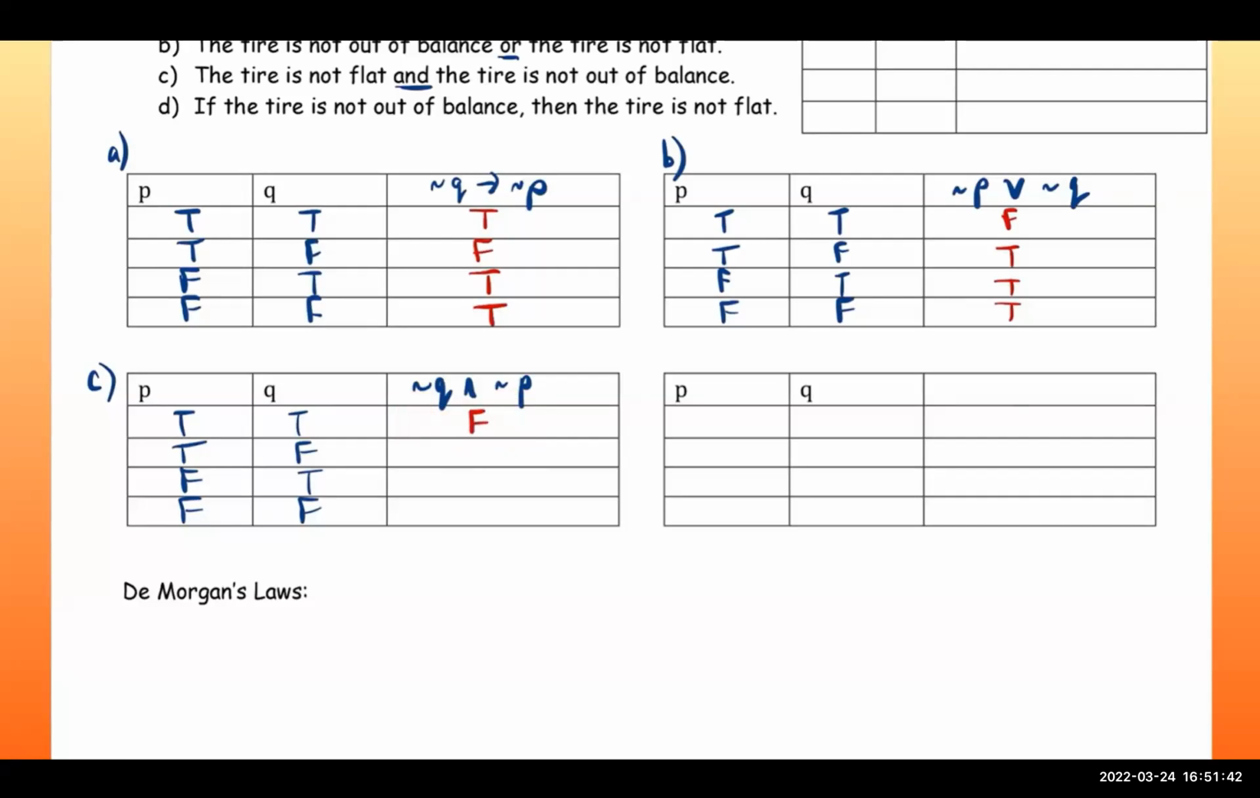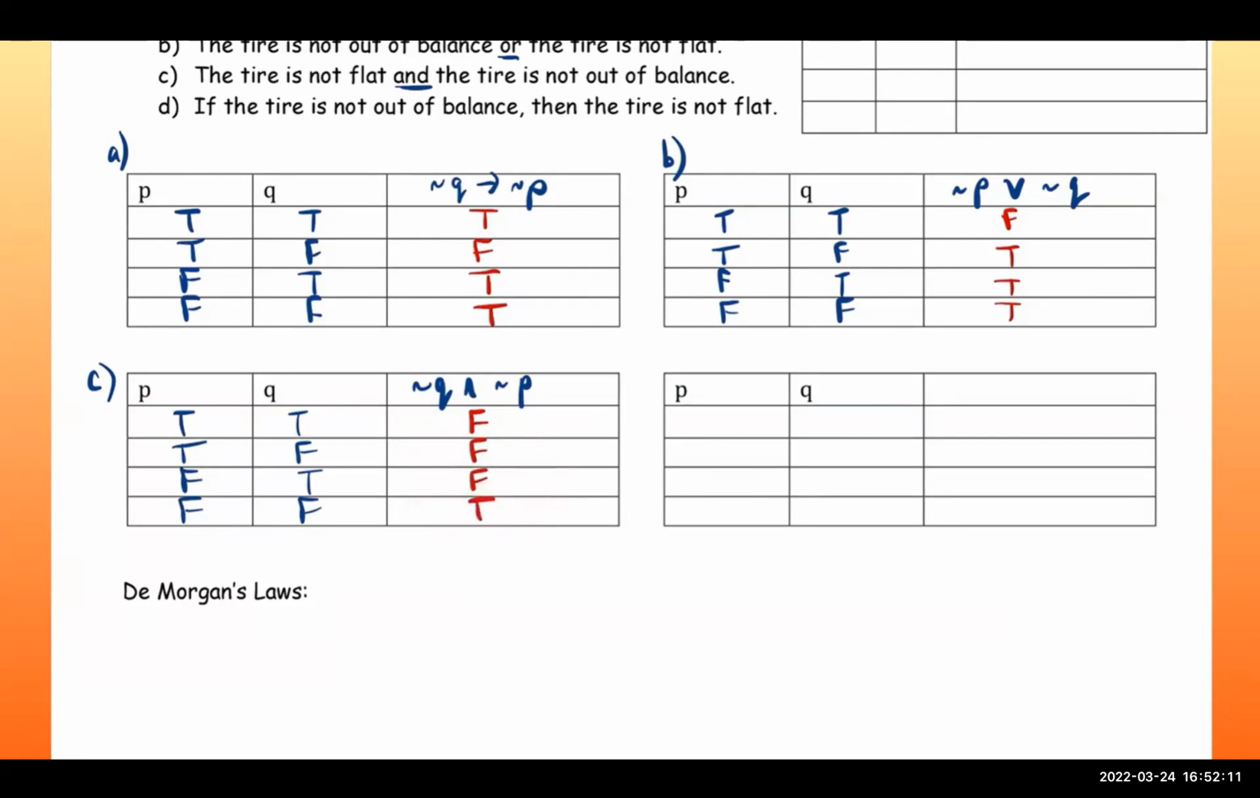All right, the next one would be true and false. They both have to be true in order for the conjunction to be true, so this would be false as well. The next one says not Q, which is false, and not P, which is true. Same thing, false. And then the last one would be not Q and not P. True and true is true.